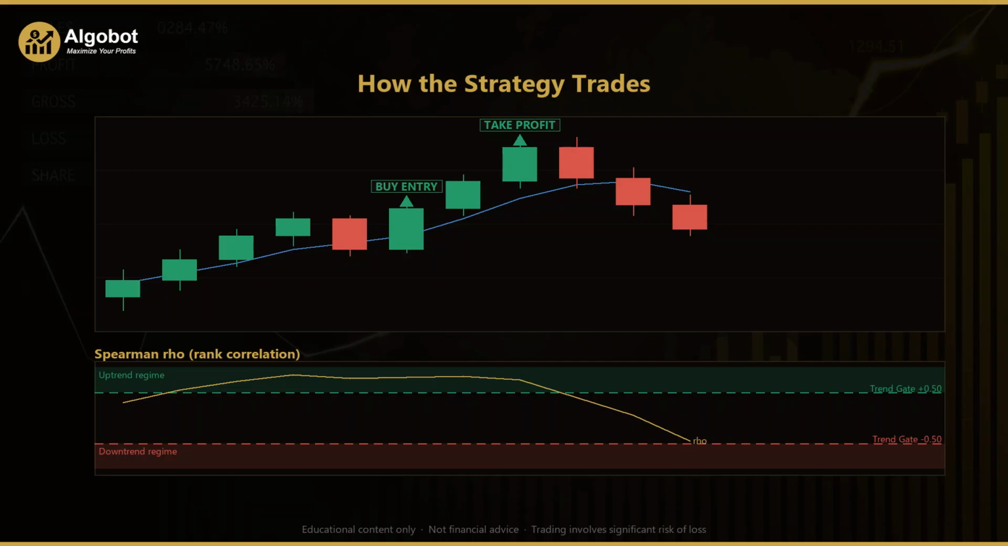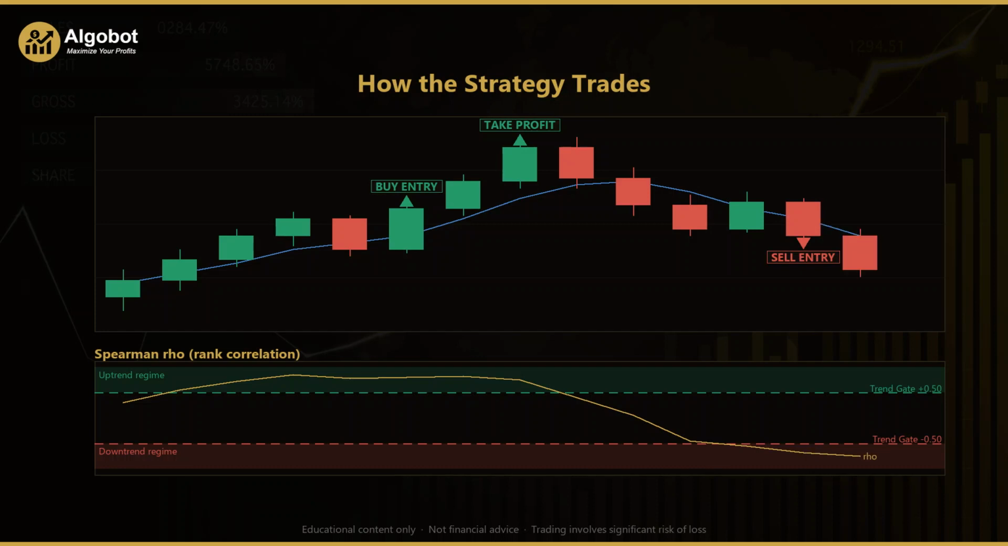Now the character of the market changes. After the peak, candles begin closing lower. Look again at the subpanel. Rho rolls over, slides through zero, and by the 11th and 12th candles it has crossed below the negative 0.50 gate. A downtrend is now in force. Again, the strategy waits for the pullback version of its setup. The 12th candle offers it.